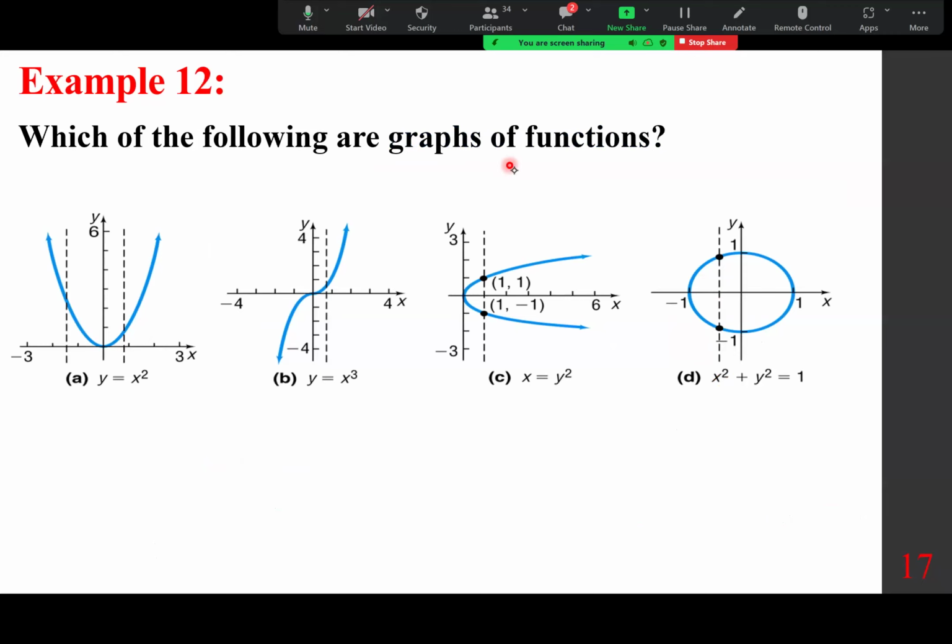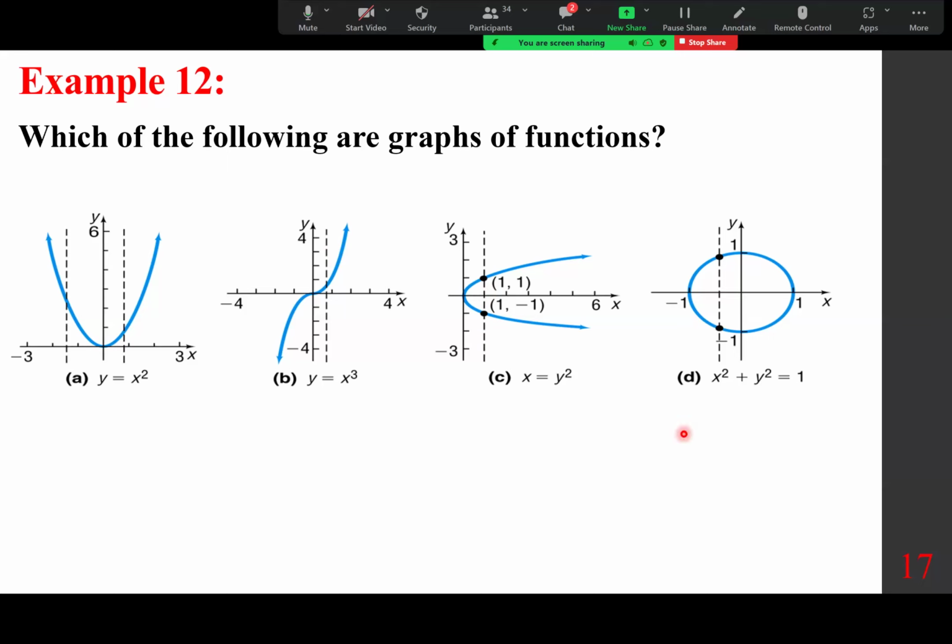Which of the following are graphs of functions? Y equals x squared. That represents a function because no vertical line can cross it more than once. Y equals x cubed. Yes, it is a function. No vertical line can cross it more than once.